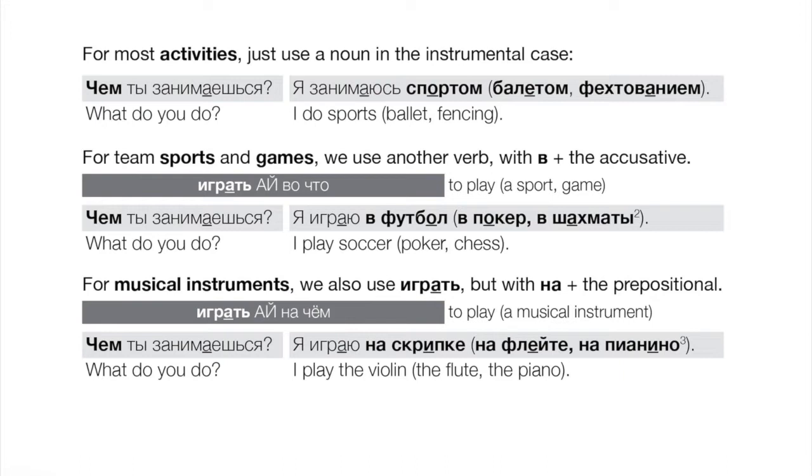Okay, and finally, what about musical instruments? We get играть, the same verb, plus на чем, right? На plus the prepositional. Чем ты занимаешься, right? What do you do? Well, let's say I play an instrument. Я играю на скрипке, на флейте, на пианино, right? So I play literally on these instruments. Locative case. Пианино, by the way, is a borrowed noun ending in an o, so it doesn't decline.